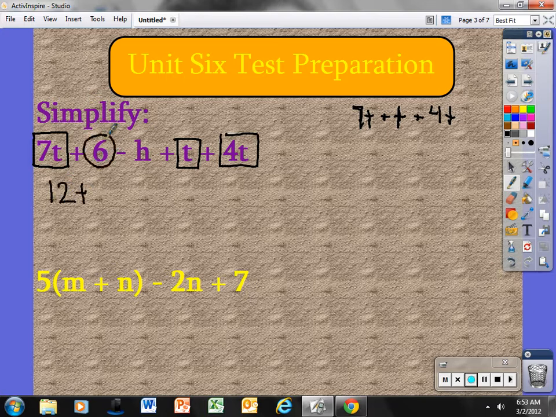There's nothing else to combine with it, so it's just plus 6. Or you know what, better do that. I'm going to get rid of this variable first. I'm going to subtract that h first, get all my variables in front. Everything with a variable coefficient will come first, and then we'll deal with that whole number plus 6.